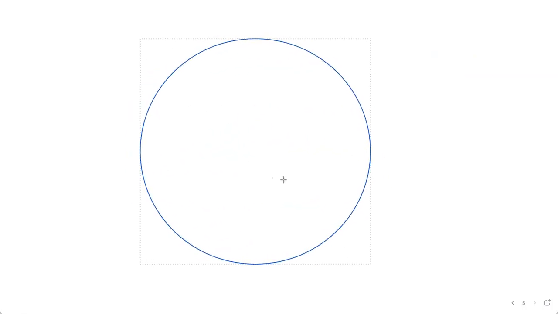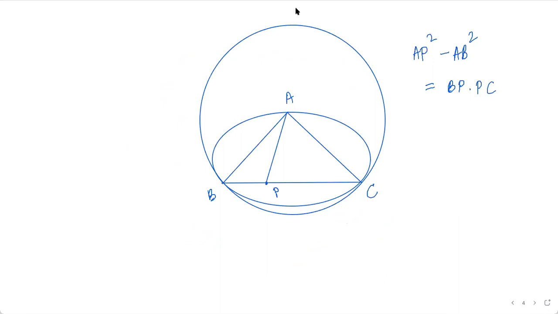Sir, I think what the person was saying was correct. I think we need to change the sign. So you're saying here there will be a minus sign, BP times PC? Yes, sir, yes, you can say yes.